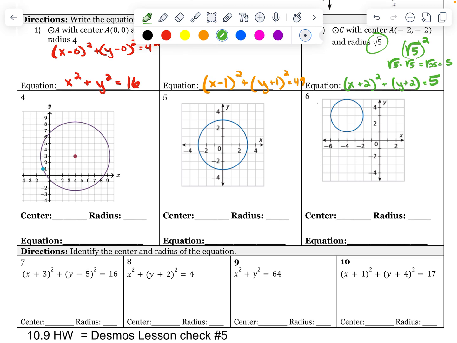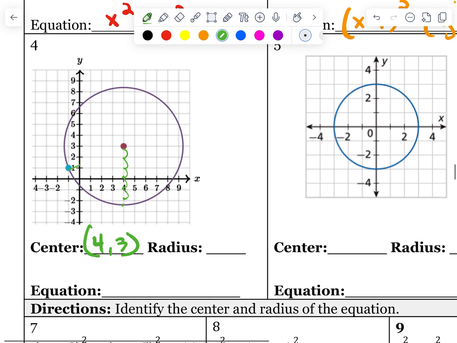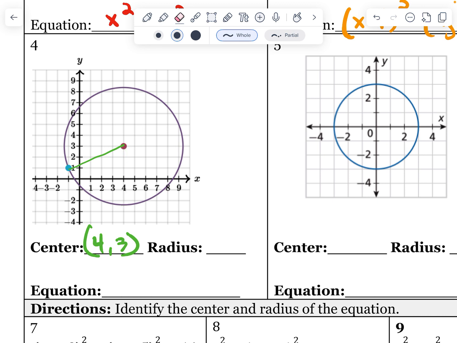Okay, find the center, find the radius, find the equation. All right, my center is 4, 3. My radius is 1, 2, 3, 4, 5. 5 and a little bit. Let's see, can I find? Oh, it's crooked. I'm going to have to use the Pythagorean theorem to find my radius. Great fun. 2, 1, 2, 3, 4, 5.